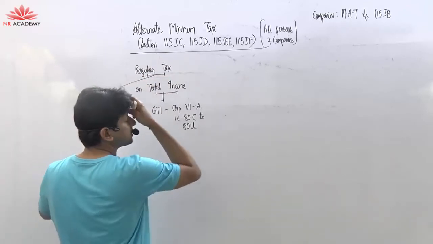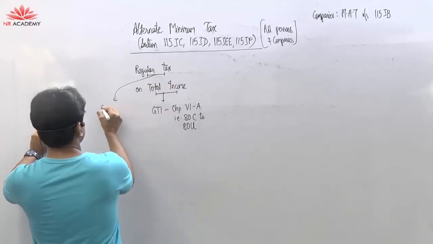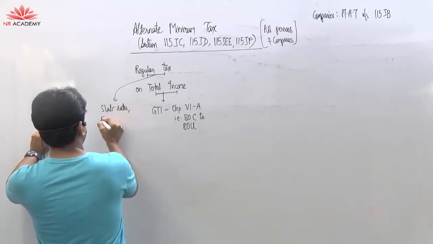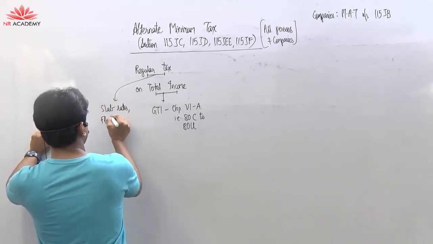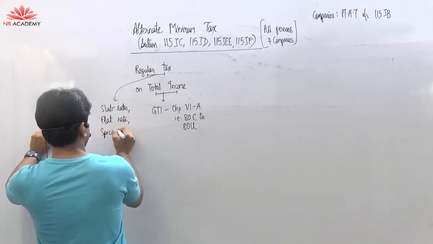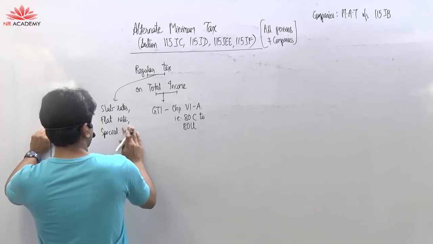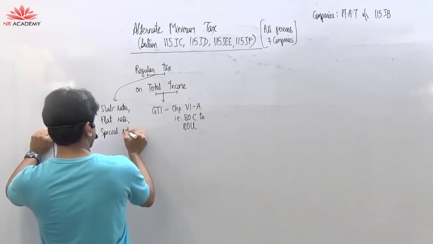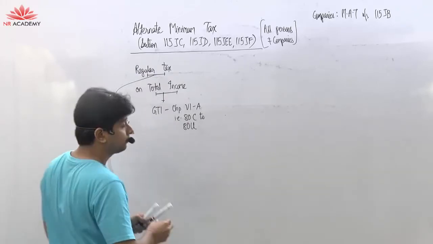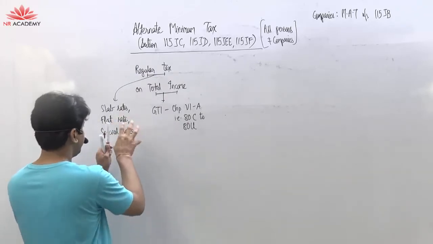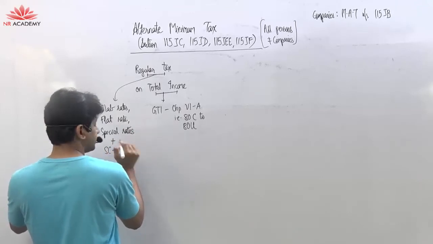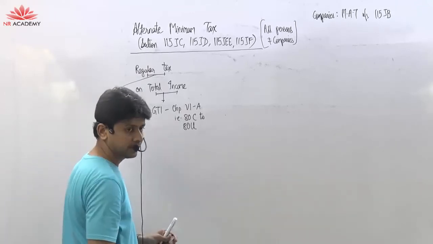Since we are talking about persons other than companies, it means individuals which will be covered by slab rates, partnership firm which will be covered by a flat rate of 30%, and incomes like capital gains, casual winnings which have their own special tax rates. So your regular tax is calculated on total income. So you calculate this slab rate, flat rate tax. Of course, add surcharge, add health and education cess. This is the first calculation.